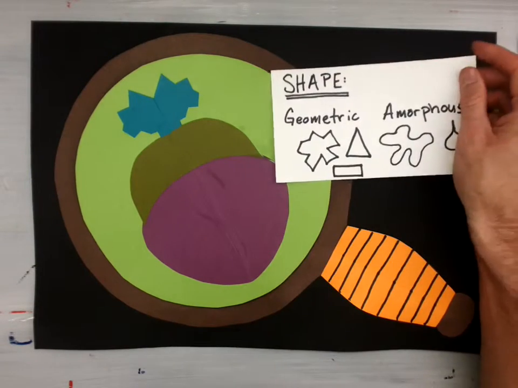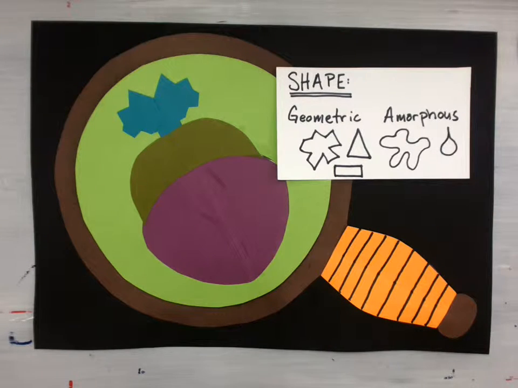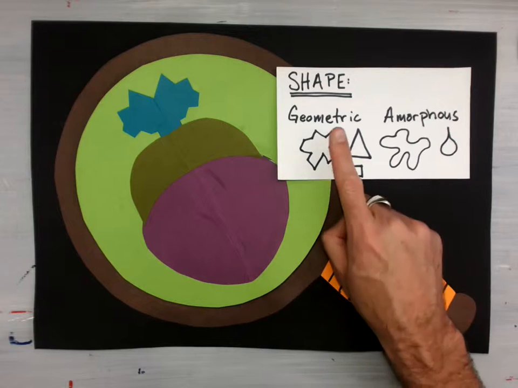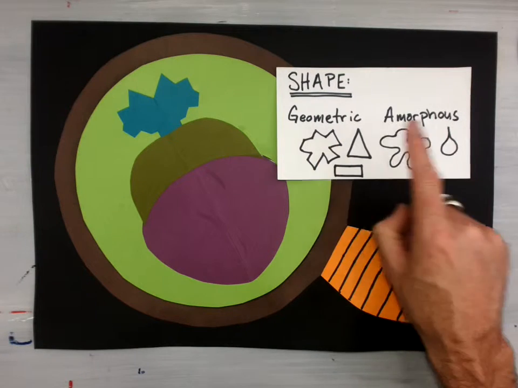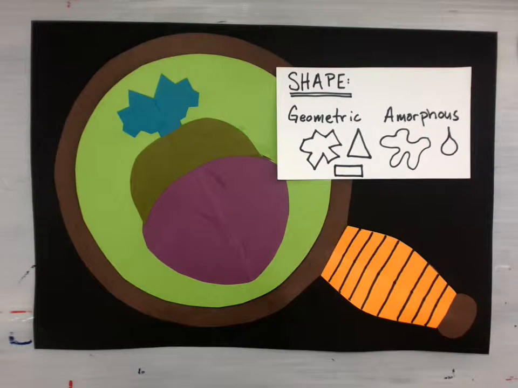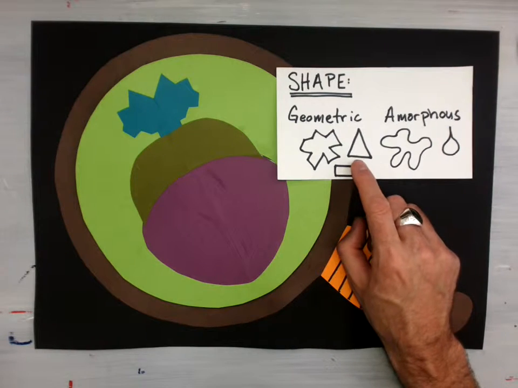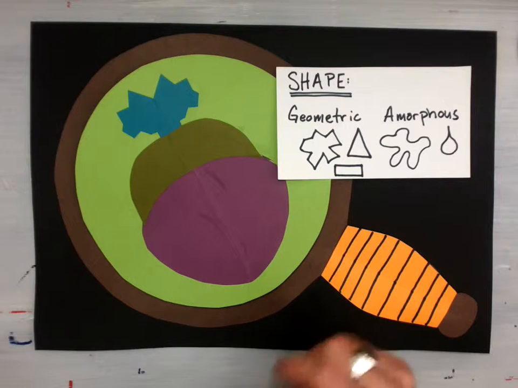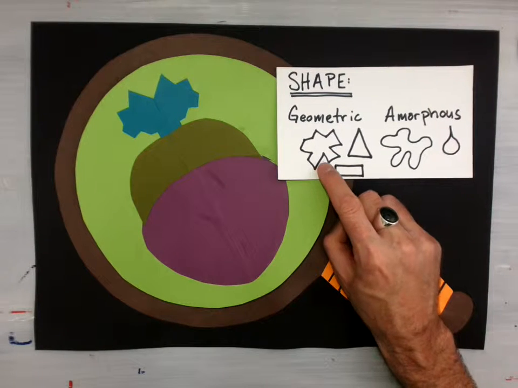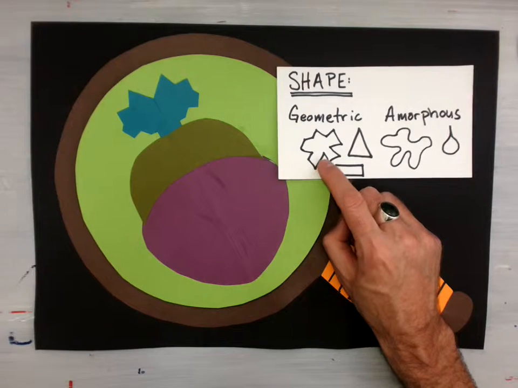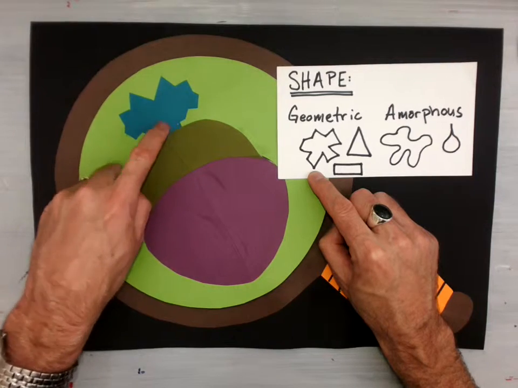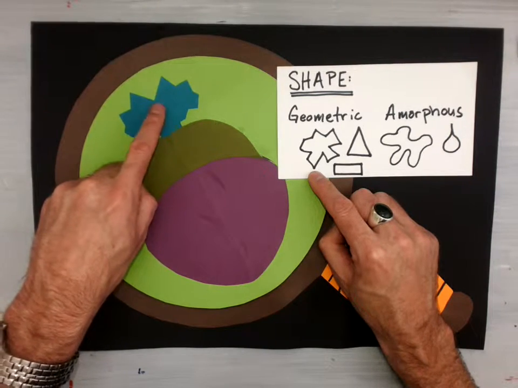First of all, we're going to talk about the idea of shape. In our lesson today, we're going to use two different kinds of shapes. You're going to use either a geometric shape or an amorphous shape. A geometric shape is what we would consider math shapes, like triangles, rectangles, squares, but geometric shapes can also be more complicated. The only definition for that is that it has flat sides or edges and points. So this shape here that I've made for the head is a geometric shape.